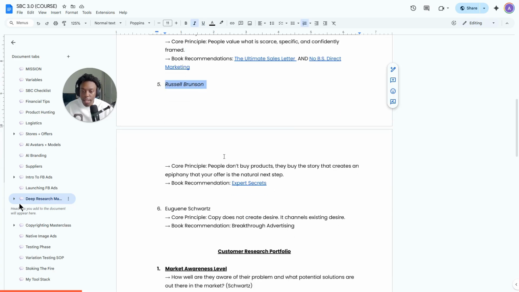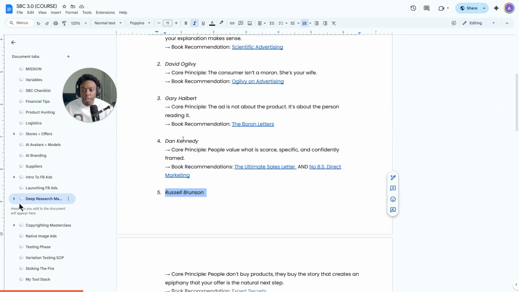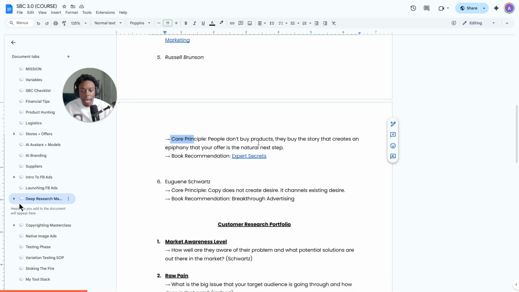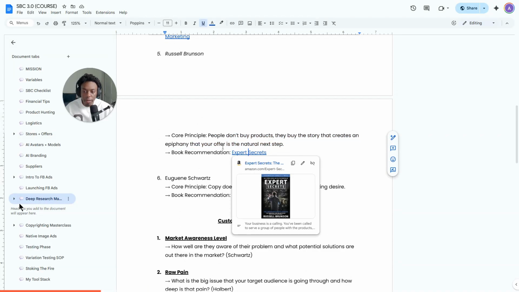Russell Brunson, an OG in the space, pulled a lot of his information from Dan, but he reconceptualized it in a way that is different and unique that I really like. His core principle is people don't buy products, they buy the story that creates an epiphany, where what you offer is the natural next step. This is going to be very important, especially when we get into the deep research and copywriting: creating that epiphany and that bridge between the problem or desire they have and the product you're selling, and how it can be the one-stop solution. Expert Secrets is probably the best book for that. Definitely give that a read.